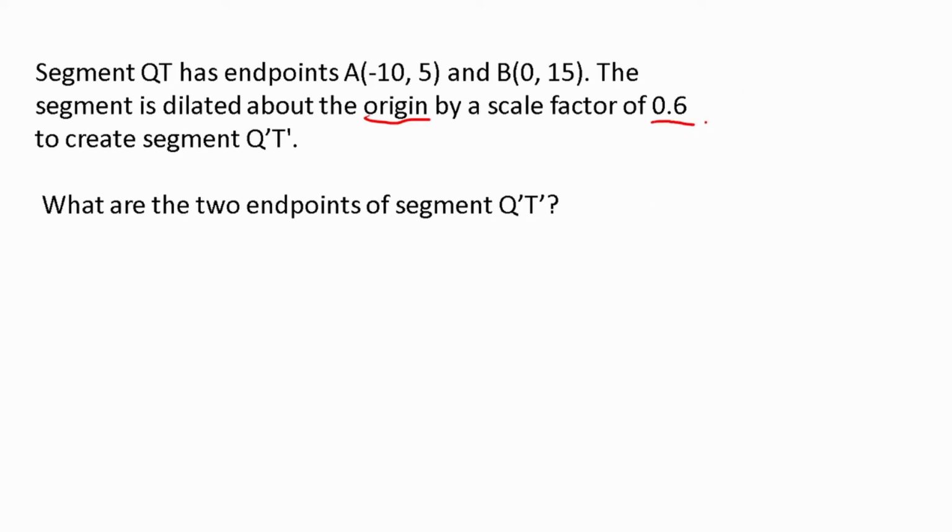So for this instance, our scale factor is 0.6. I'm just going to label everything. We use the letter K to denote our scale factor, so I'm going to put K equals 0.6. I'm going to put my two points, (-10, 5) and (0, 15), and then all I'm going to do is multiply both of these by 0.6. And we're going to do it for each point, right?